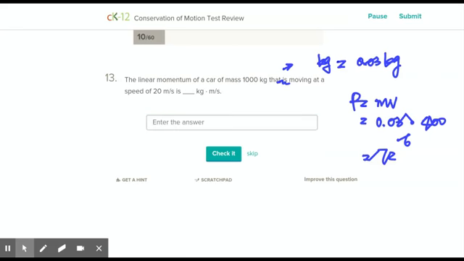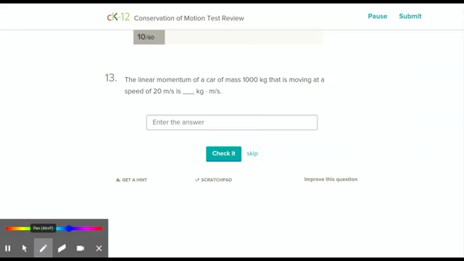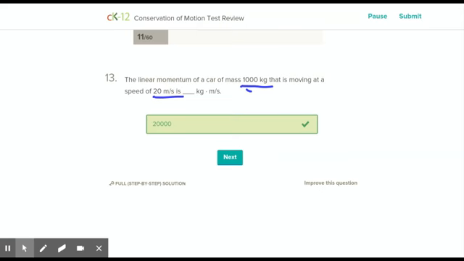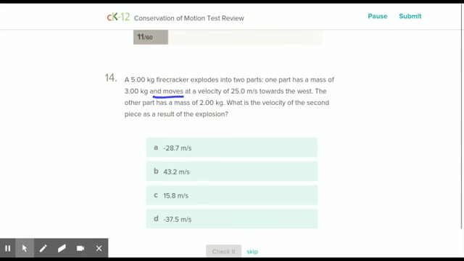Okay. Number 13. The linear momentum of a car of a mass that's moving at a speed v, all you have to do is multiply. So the answer is 200,000. That's pretty straightforward.